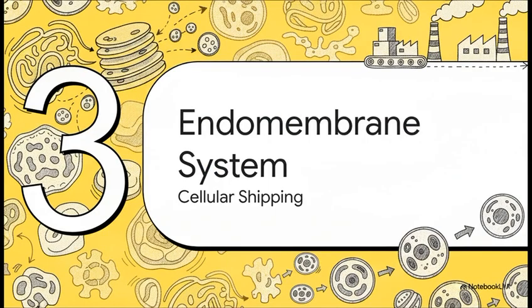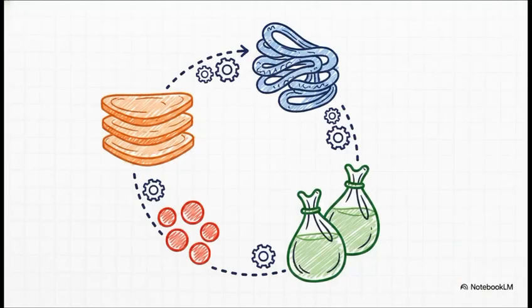That brings us to Section 3, the endomembrane system. Let's see how this all builds together. Inside a eukaryotic cell, you have all these various organelles, but they don't just work alone.